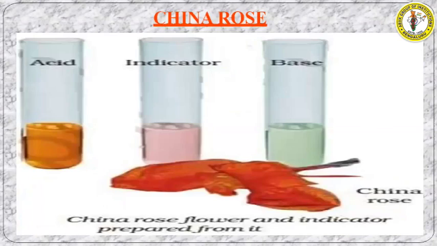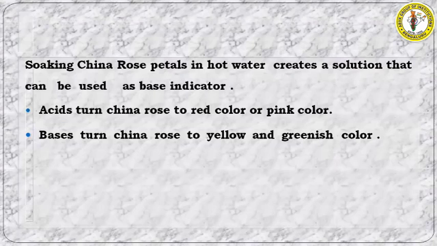Next, we have China rose. What is China rose? I told you, it is a hibiscus flower. They call it Godal in Hindi. So soaking China rose petals in hot water creates a solution that can be used as a base indicator. How do you prepare a base indicator? That is the China rose indicator. So you need to soak China rose petals in hot water. Leave it for some time, then you get a dark pink color solution. That will be an indicator.